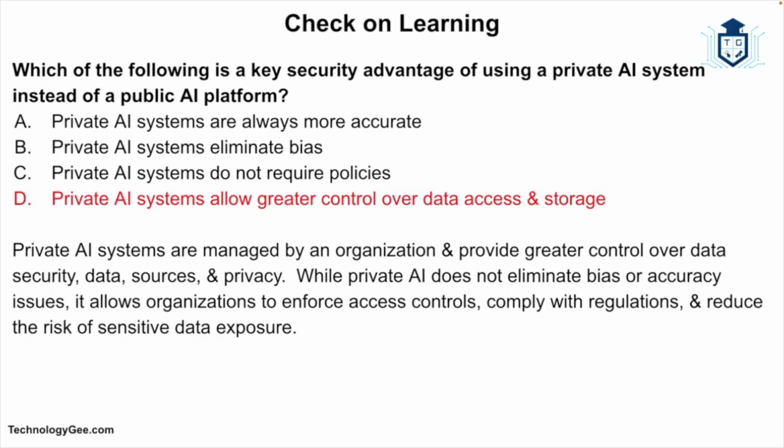Private AI systems are managed by an organization and provide greater control over data security, data sources, and privacy. While private AI does not eliminate bias or accuracy issues, it allows organizations to enforce access controls, comply with regulations, and reduce the risk of sensitive data exposure.